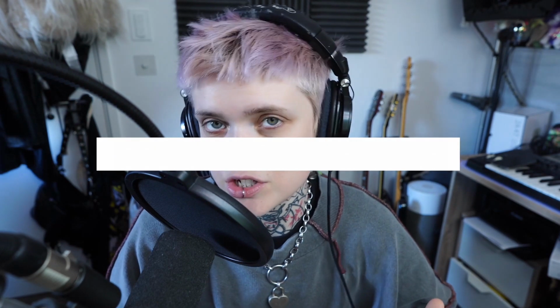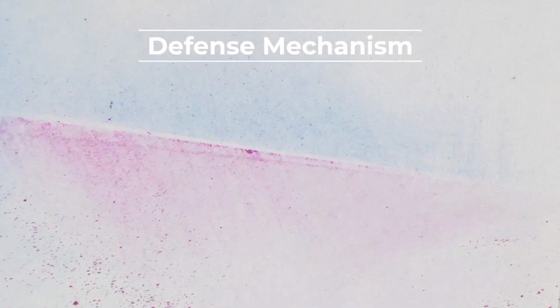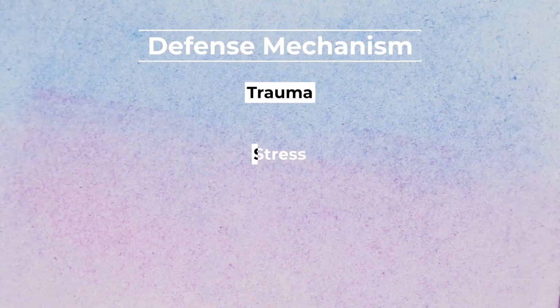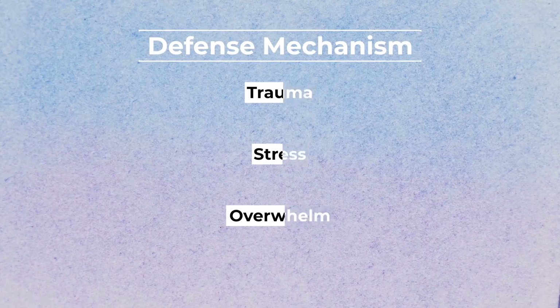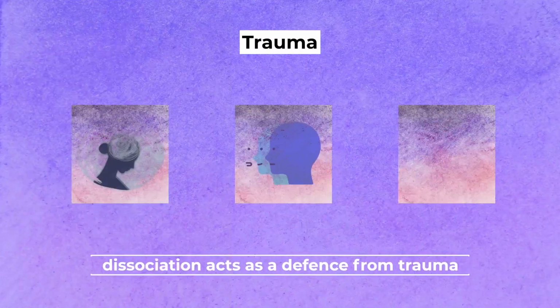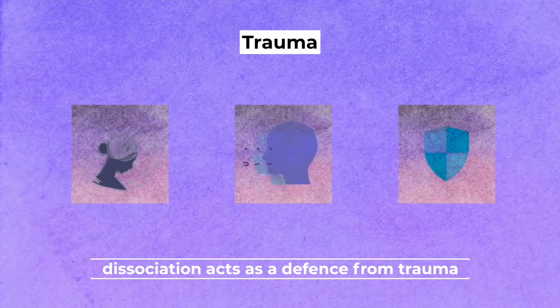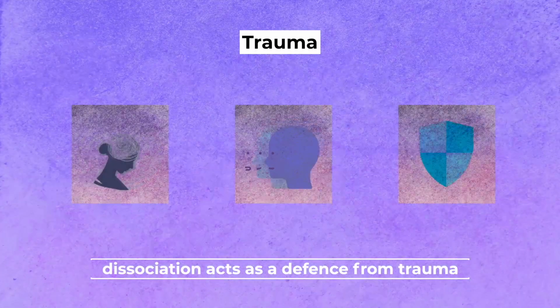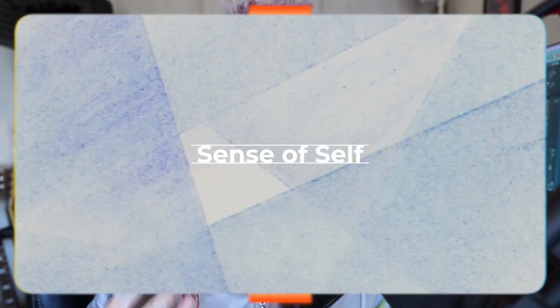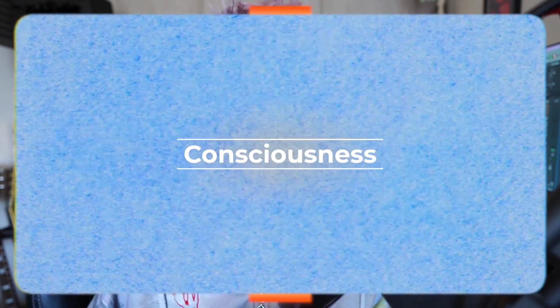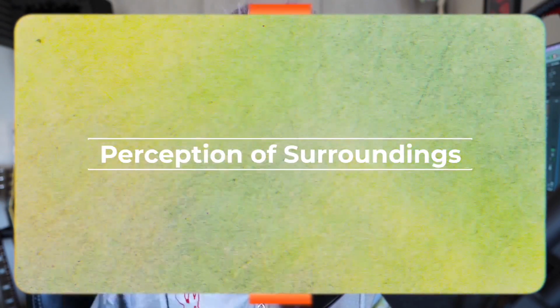So to begin with, what is dissociation? Dissociation is actually a defense mechanism that our minds create to cope with trauma, stress, and overwhelming situations. Trauma overwhelms the mind, and dissociation serves as a defense mechanism to protect oneself from the full impact of trauma. This often involves a temporary disruption to a person's sense of self, consciousness, memory, or perception of their surroundings.